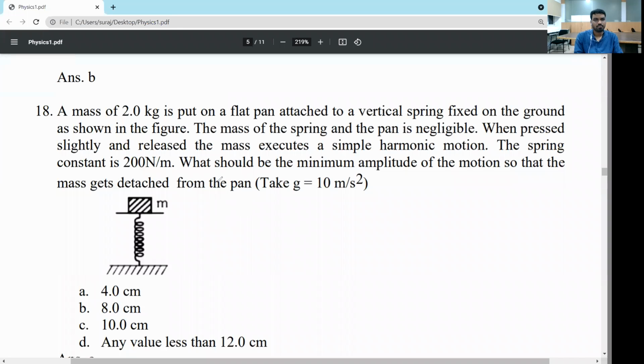Okay, a mass of how much is given? 2 kg is put on the flat pan attached to a vertical spring. This mass is 2 kg. The vertical spring is fixed on the ground as shown in the figure. The mass of the spring and the pan is negligible. When pressed slightly and released, the mass executes simple harmonic motion. The spring constant is 200 Newton per meter. What should be the minimum amplitude of the motion so that the mass gets detached from the pan?